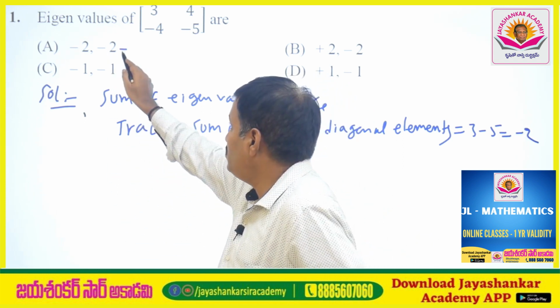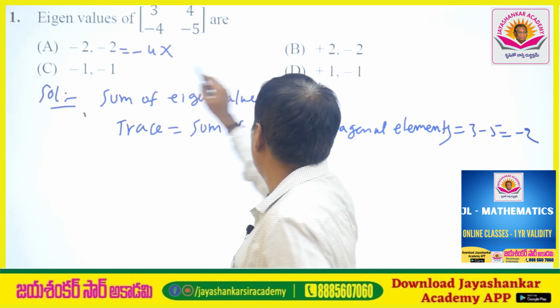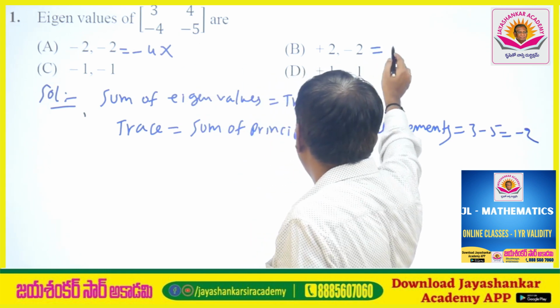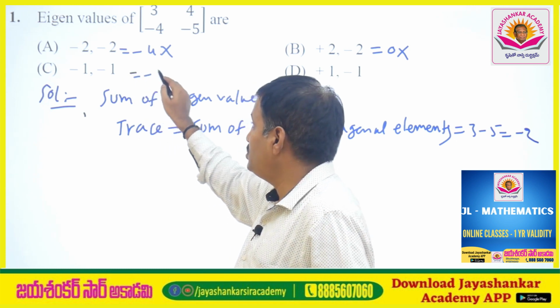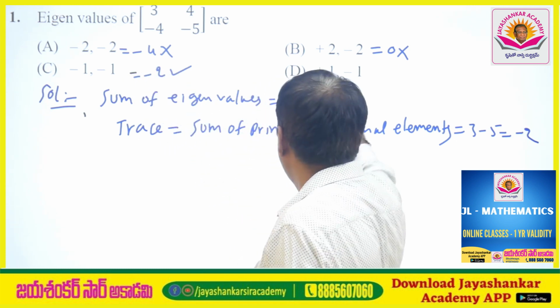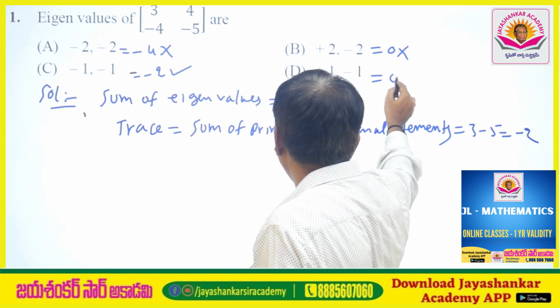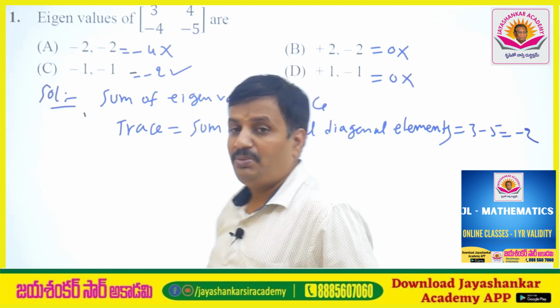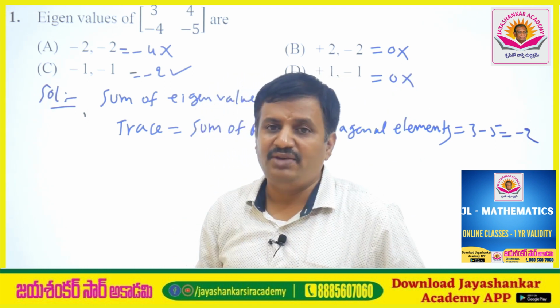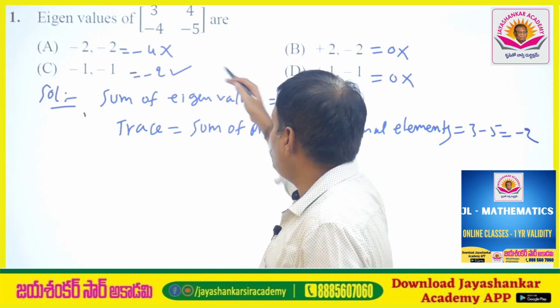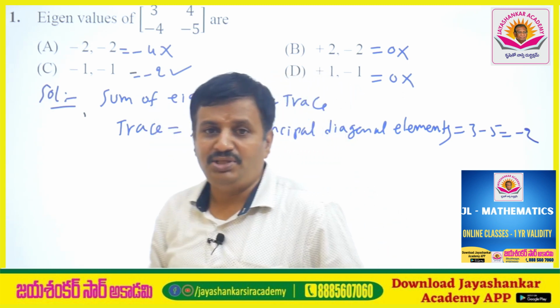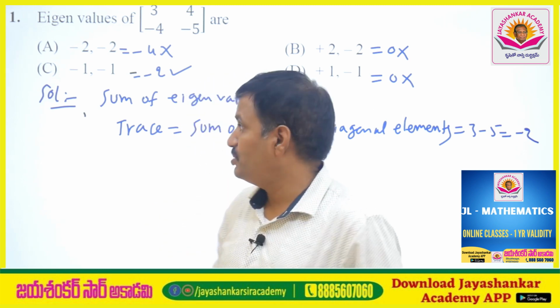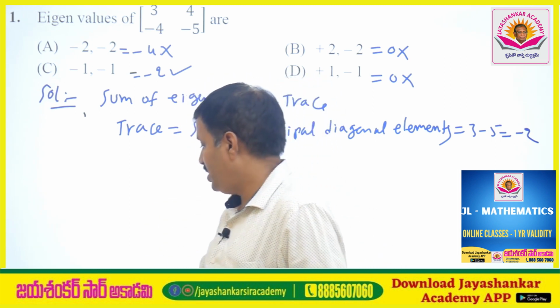Option A, the sum is minus 4, which is wrong. Plus 2 minus 2 is 0, also wrong. Minus 1 minus 1 is minus 2, so C is the correct answer. The next one, plus 1 minus 1, gives 0, wrong. So the property we used is that the sum of the eigenvalues is the trace. Here the trace is minus 2, and option C is correct.